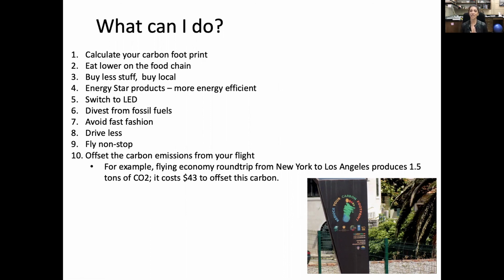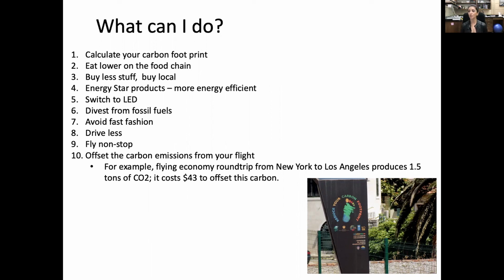Number six, divest from fossil fuels. It is probably not something that is on your mind right now, but if you have investment accounts or retirement accounts at your work, or if this is something that your parents have, look at all of the options that you have in terms of making sure the holdings or the companies that you are investing in are having a positive impact on the environment and have a low carbon rating with Morningstar.